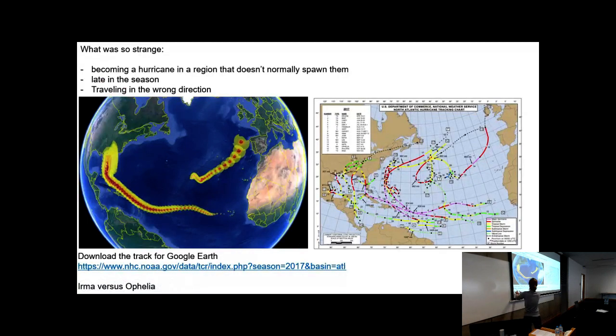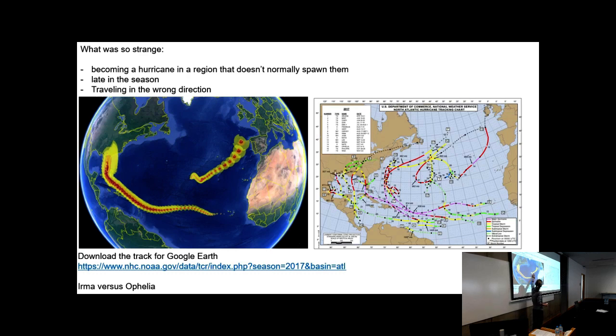And there's another lovely resource here. You can go to this website and download tracks of all the hurricanes and tropical storms from the last 20 years. You can plot them in Google Earth, or your students can plot them in Google Earth. You can click on them. On each of these dots, it will have information about how strong the hurricane was and which direction it was going. So this is Hurricane Irma, a few weeks before Ophelia.